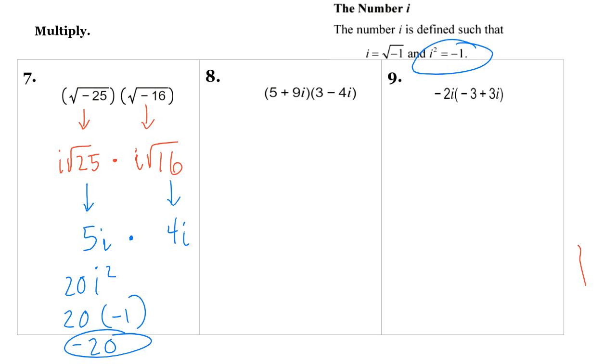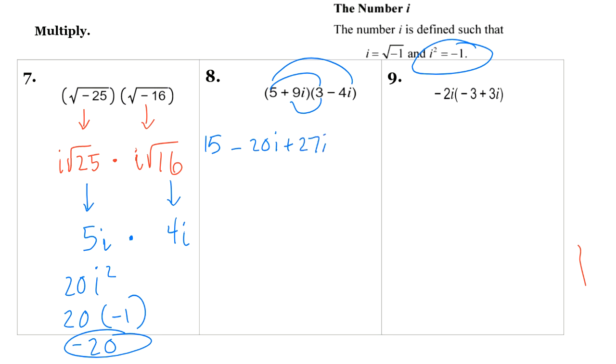So we know that we can do two things: either use the FOIL property, or we can use the distributive property. But I'm going to FOIL, just like we have done with other binomials in the past. So I multiply my first numbers together. 5 times 3 is 15. Then my outer, I get -20i. And then my inner, I get +27i.